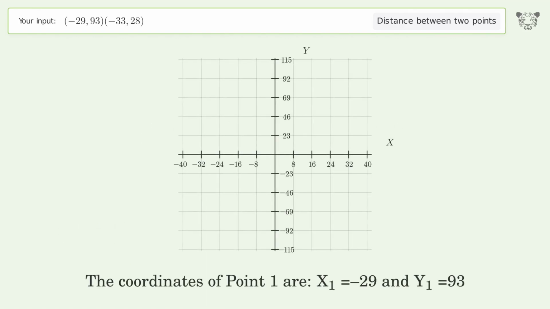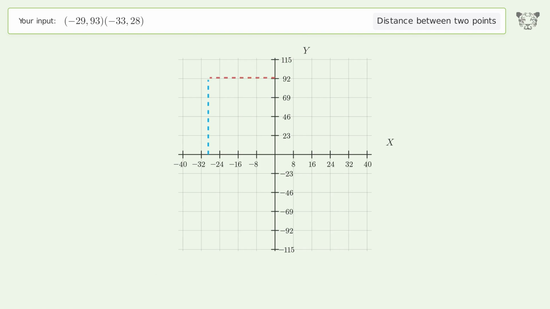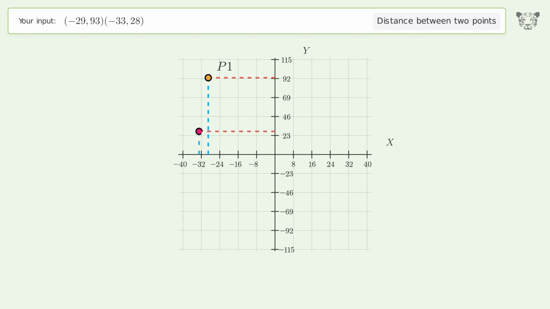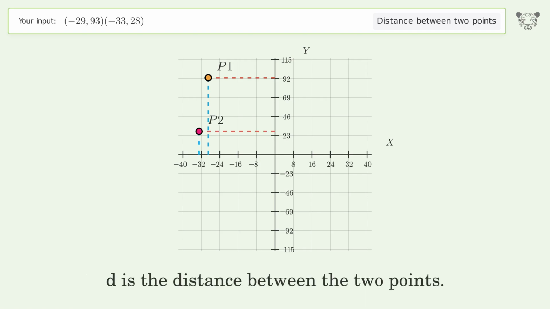The coordinates of point 1 are x1 equals negative 29 and y1 equals 93. The coordinates of point 2 are x2 equals negative 33 and y2 equals 28. D is the distance between the 2 points.